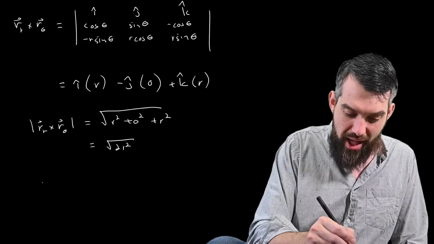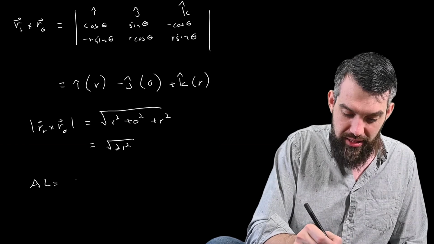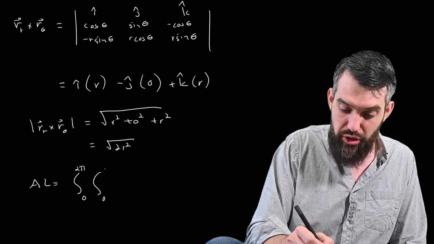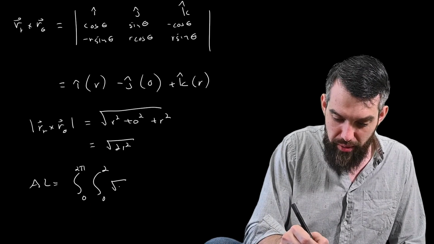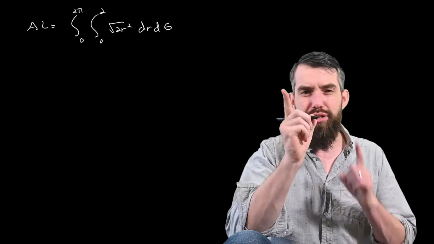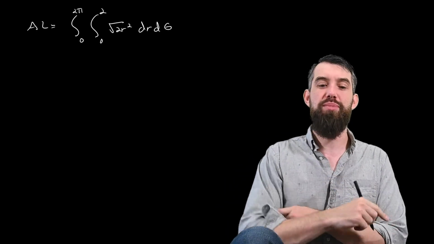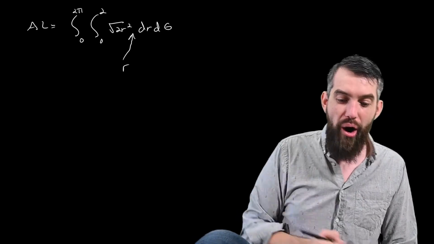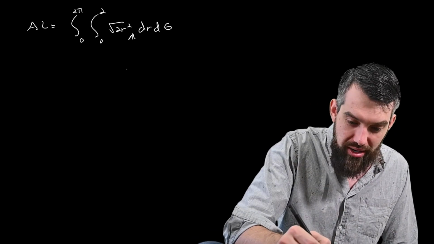And now I can write down my formula. So the arc length is that integral from 0 to 2 pi and 0 up to 2 of square root of 2r squared dr d theta. I do want to note one thing that can sometimes trick people. Sometimes people are tempted to put an r in there and add that in. This is not something you need to do.